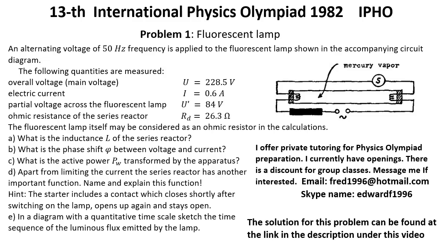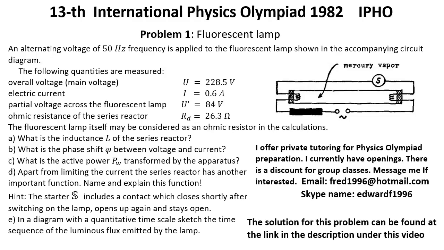Problem number 1. Fluorescent lamp. An alternating voltage of 50 Hz frequency is applied to the fluorescent lamp shown in the accompanying circuit diagram. The following quantities are measured.